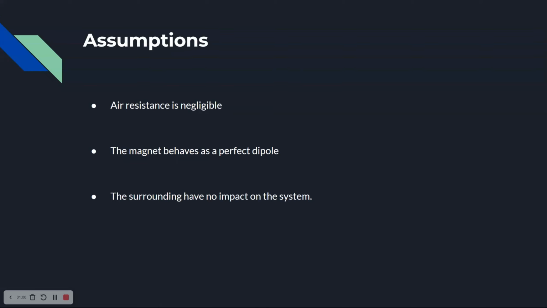There are, of course, some initial assumptions with this experiment. One being that air resistance is negligible. This eases the calculations a little bit. Additionally, that the magnet behaves as a perfect dipole, which allows the calculations we're doing to work, at least in that scenario. And then additionally, nothing else in the surroundings having an impact on the system, such as the friction that occurs between the metal tube and the magnet, things of that nature.